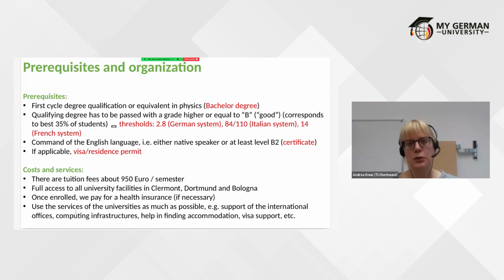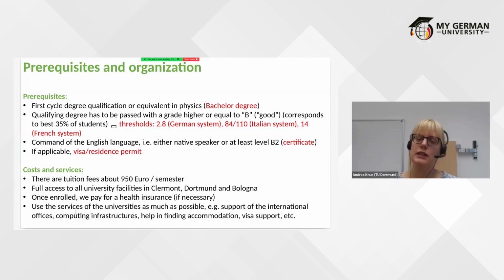So in this Erasmus Mundus program, even if you don't have a stipend, if you take part in this program, we will cover the health insurance part if you don't have one. And you will have access to the services of the universities as much as possible. So for example, the support of the international office, the computing infrastructure, help in finding accommodation. This is always a bit tricky.